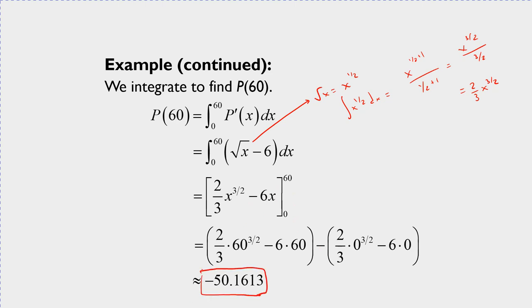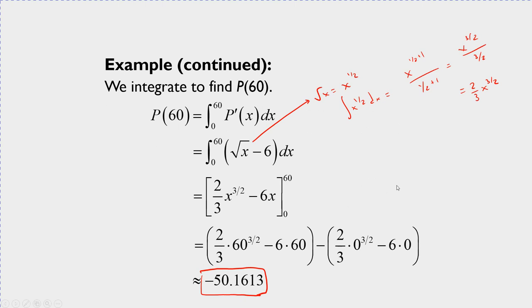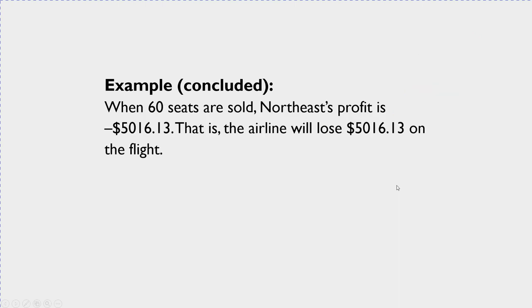You end up getting minus 50.1613. Now remember, this result is in hundreds of dollars. So when 60 seats are sold, Northeast profit is minus $5,016.13, because you would take this number and multiply it by 100. So if the airline only sells 60 seats, they're going to lose a little over $5,000 on the flight, which isn't good. Which is why when airlines fly us from destination to destination, they like to pack us into the plane like sardines.